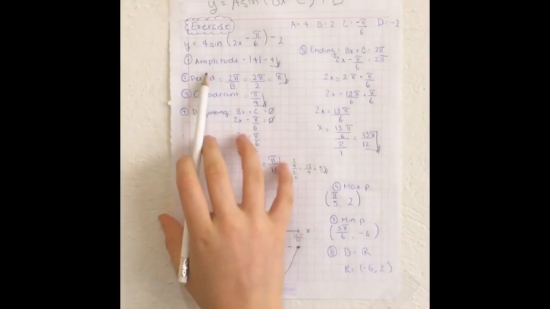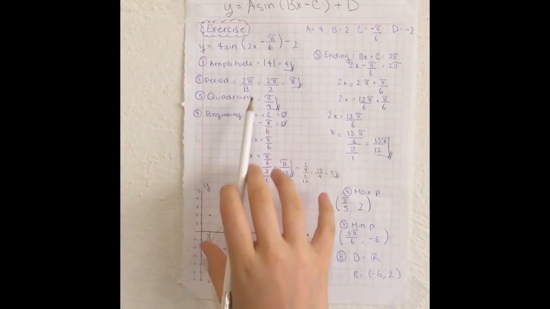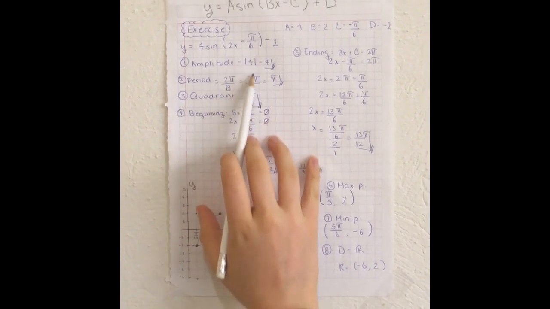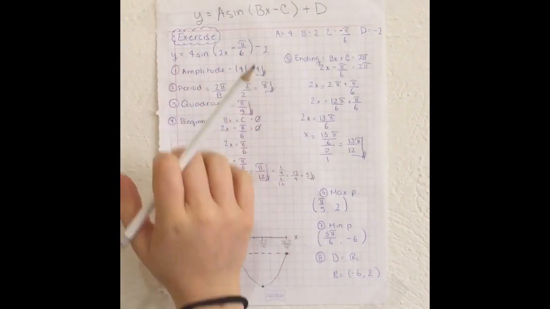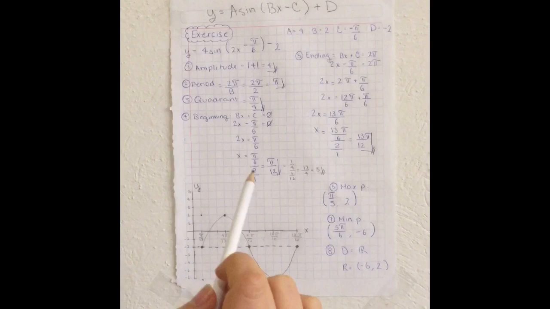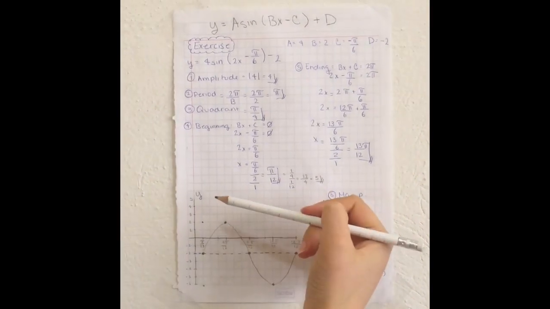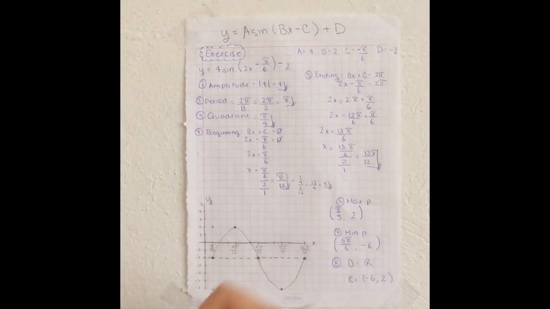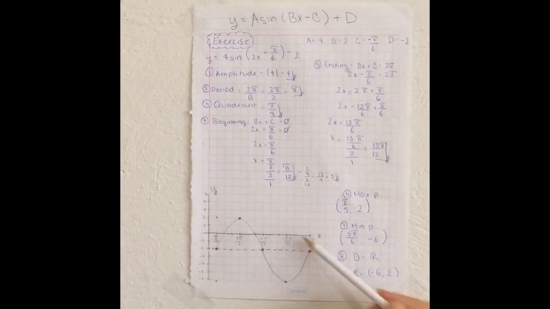So we will start looking for the amplitude. What we have to do is put these absolute value lines to give the whole value of 4, which will be 4. Amplitude is a measure from the x-axis to the maximum point and from the x-axis to the minimum point, in this case, in the graph.